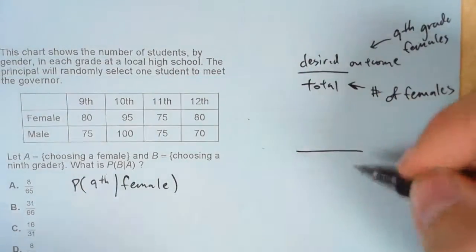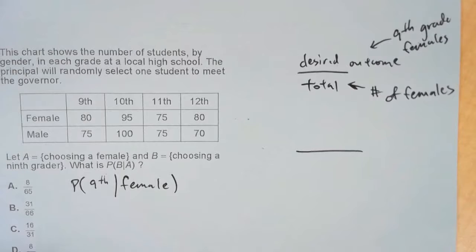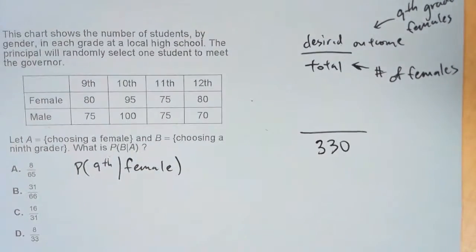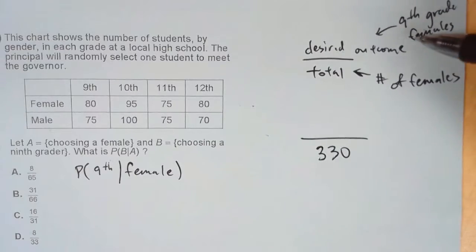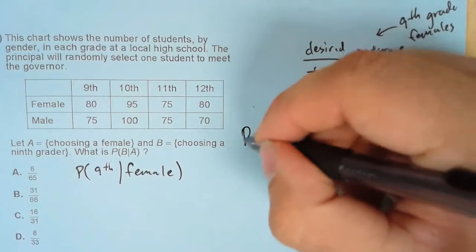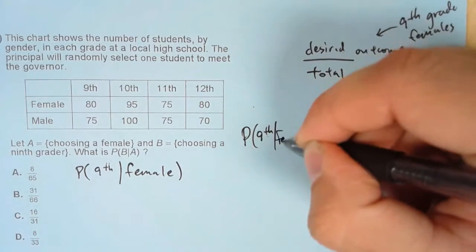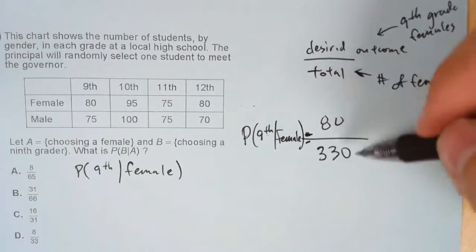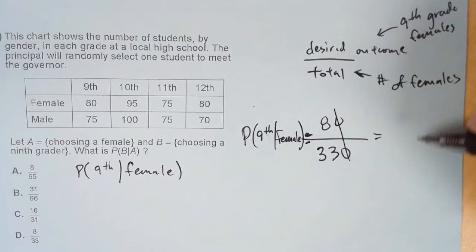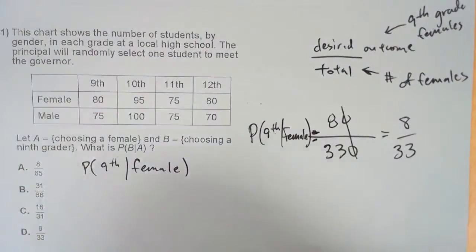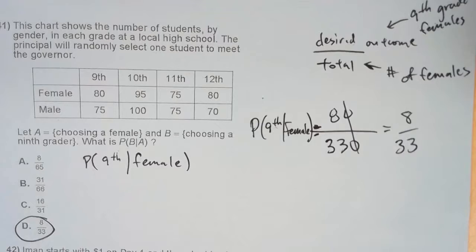So our total number of females in the building comes from 80 plus 95 plus 75 plus 80. Gives us 330 total. Our desired outcome is just the ninth grade ones. So we look in the ninth grade column, there are 80 females. So the probability of ninth grade female is 80 over 330. We have two zeros here, so to reduce, we're going to divide each of them by 10, which gives us 8 over 33, which is answer D.